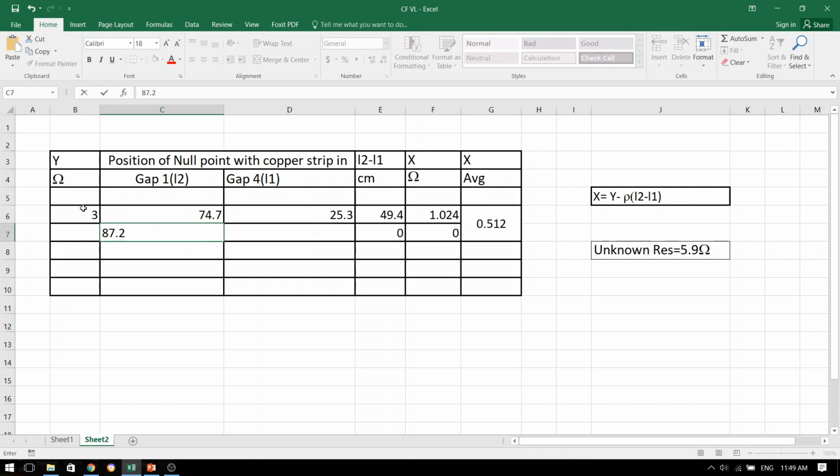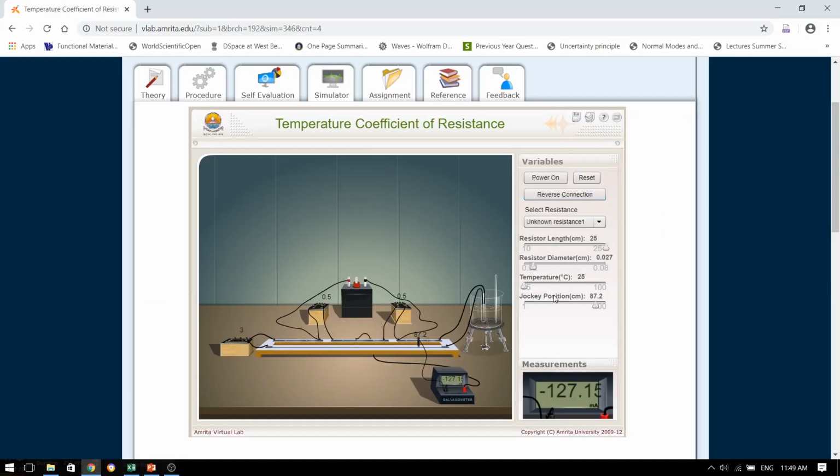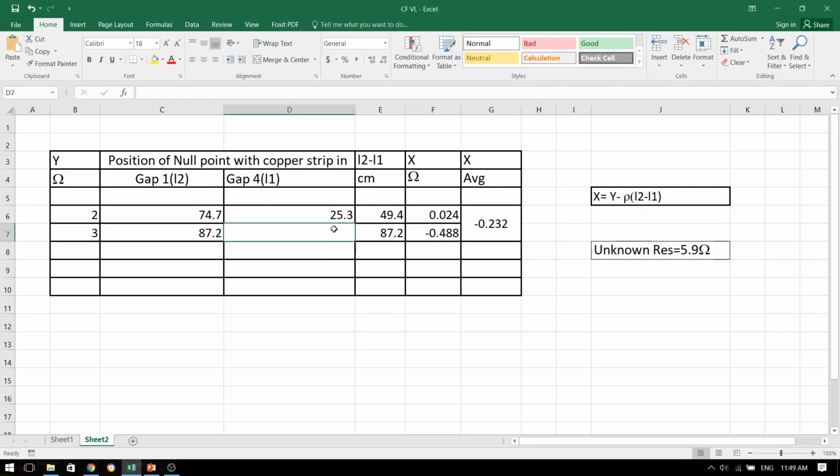By the way, earlier we had done it with 2 ohms. Now we are doing it with 3. 87.2, and doing the reverse connection and trying to reach the 0. Here we are, 12.8. So I can write it down over here, 12.8. And see, now since I had put the value a little wrong earlier, now we have put all the correct values, and see, the unknown resistance has come out to be something like this.